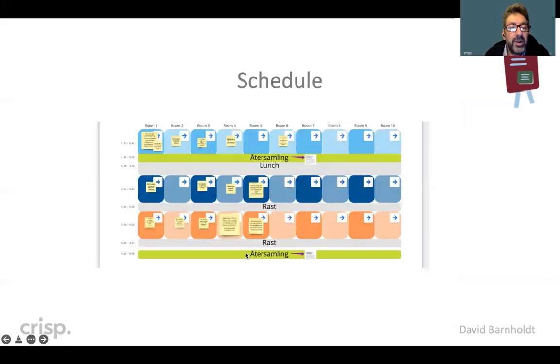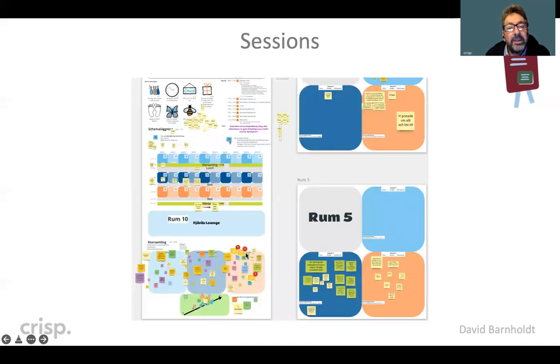So we ran it as a typical open space. The schedule was set up on the Miro board. We had links to the different rooms. And even if it was remote and we used Zoom, it still worked quite well and got a lot of energy.